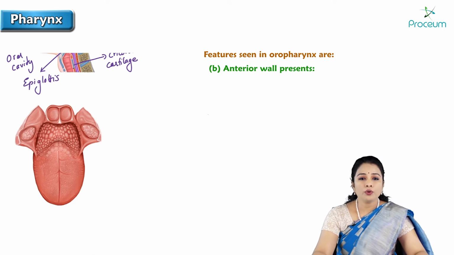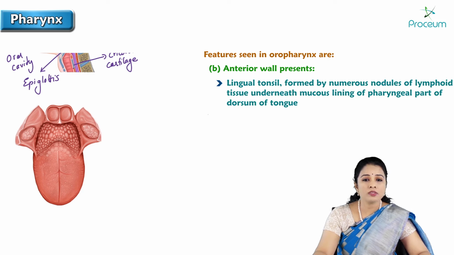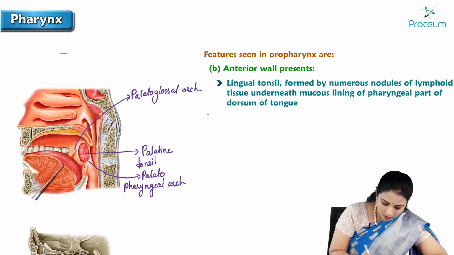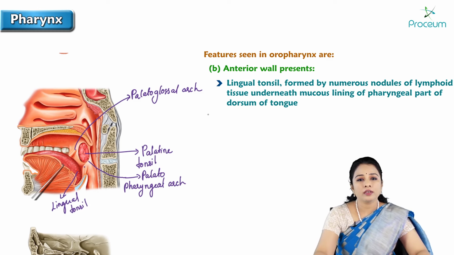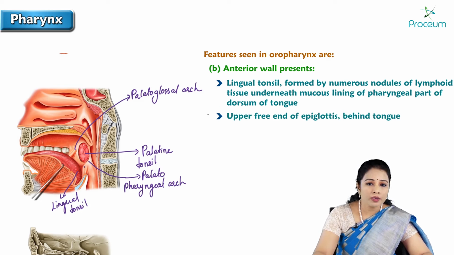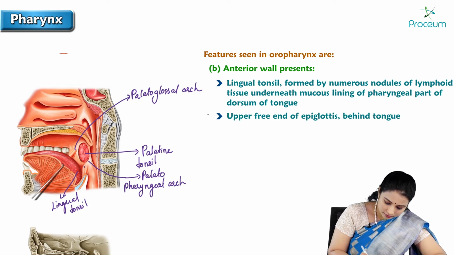Anterior wall of the oropharynx presents lingual tonsil formed by numerous nodules of lymphoid tissue underneath the mucosa lining the pharyngeal part of dorsum of the tongue. So anteriorly we saw the lingual tonsil forming the anterior wall of the oropharynx, and also the upper free end of epiglottis behind the tongue.